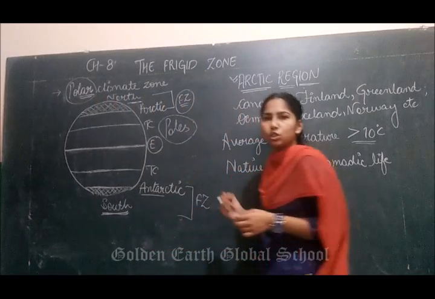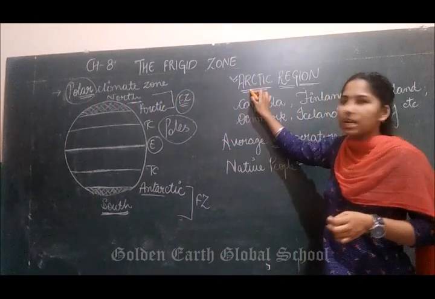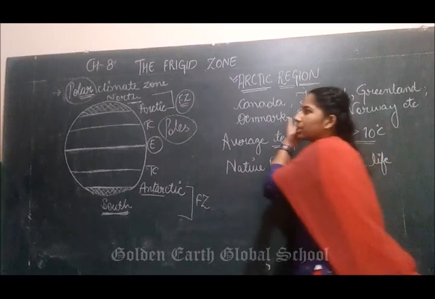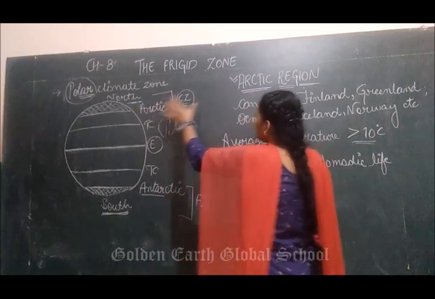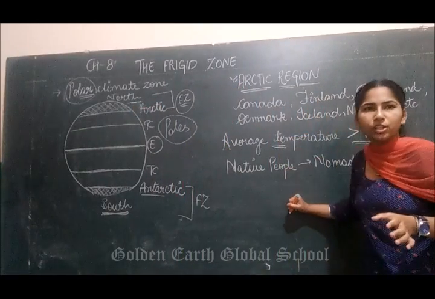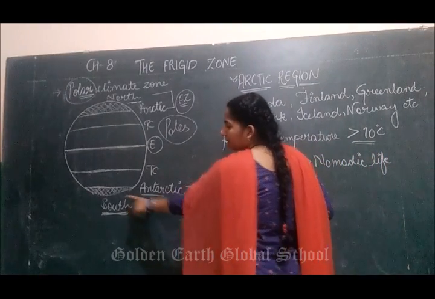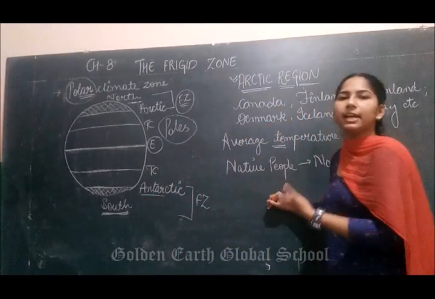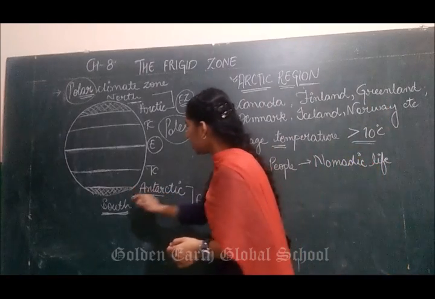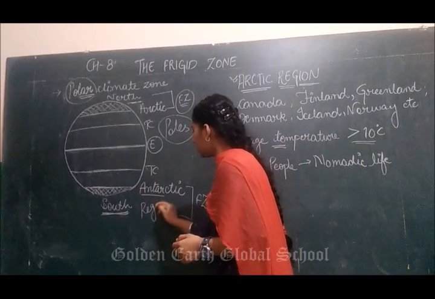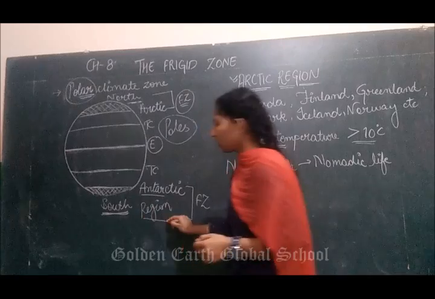Polar climate zone. Now talking about the Arctic region. The region between the Arctic Circle and the North Pole we call the Arctic region. Whereas the region between the Antarctic Circle and the South Pole will be called the Antarctic region, right?